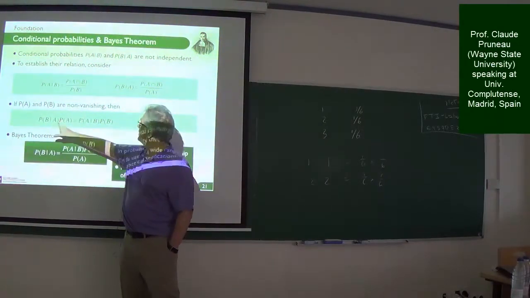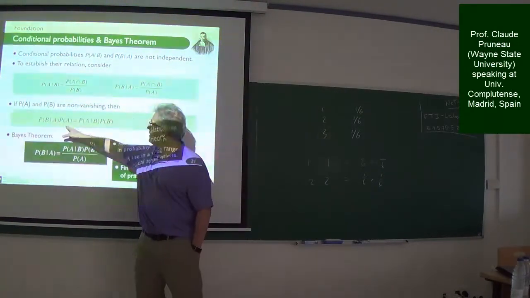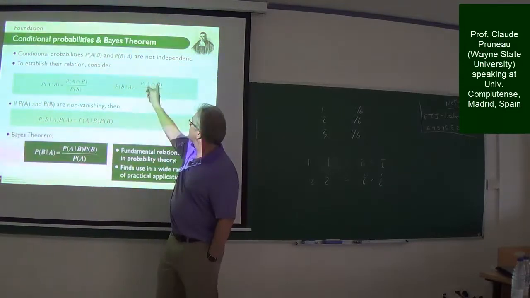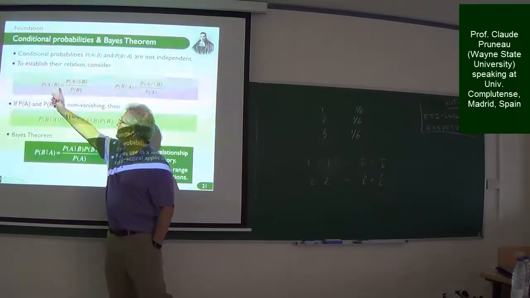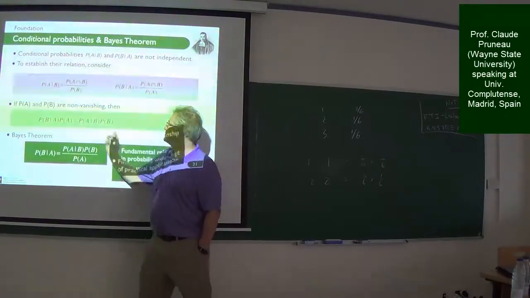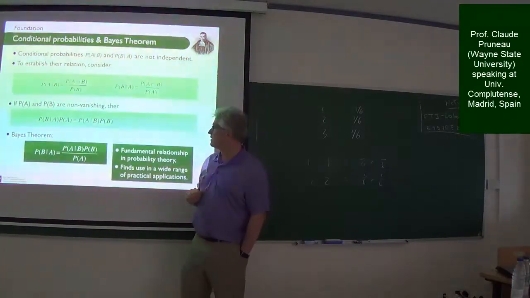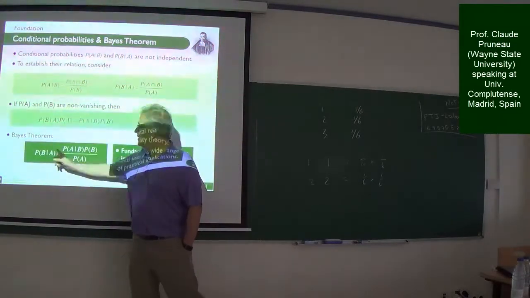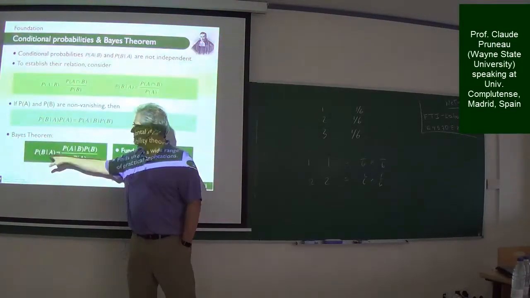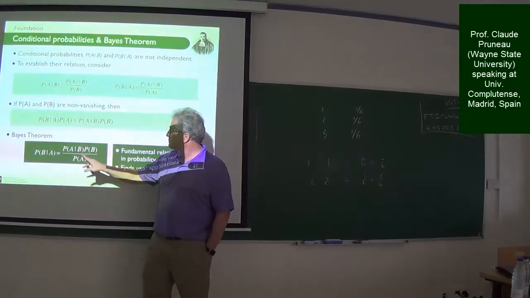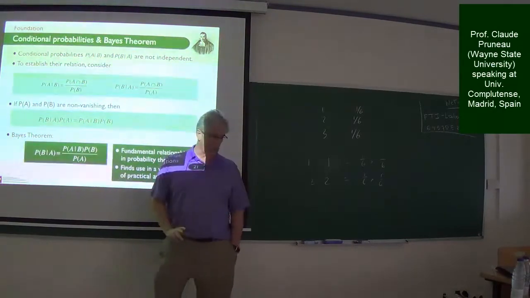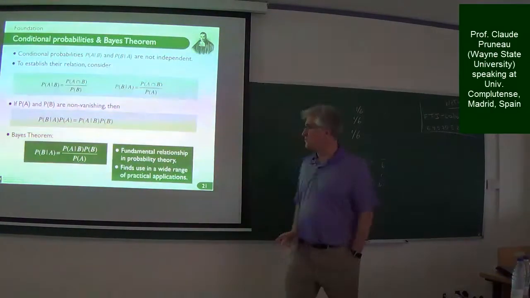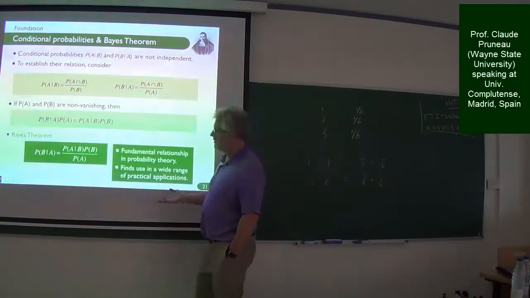Probability of B given A times the probability of A must be equal to the probability of the intersection. Consequently, it must be equal to the probability of A given B times the probability of B. And so now I can rearrange this expression and write that the probability of B given A is going to be equal to the probability of A given B times the probability of B divided by the probability of A. This is foundational. This is called the Bayes theorem.